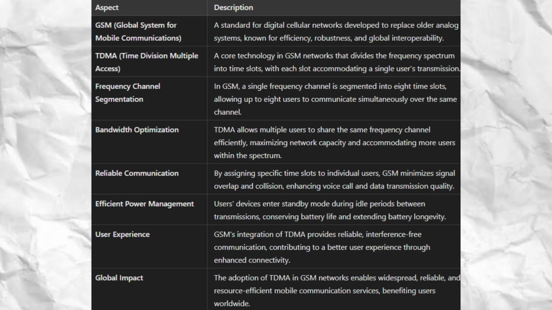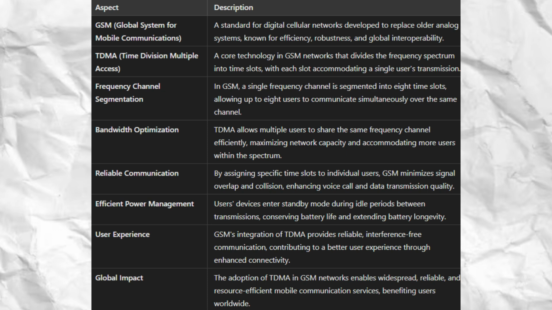Moreover, GSM's integration of TDMA enables efficient power management. During idle periods between transmissions, users' devices enter a standby mode, conserving battery life while awaiting their next turn to transmit or receive data. This contributes to extended battery longevity and improved user experience.